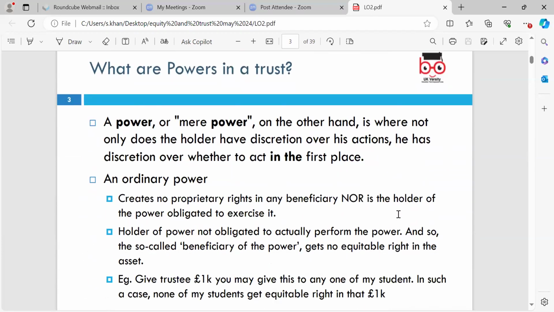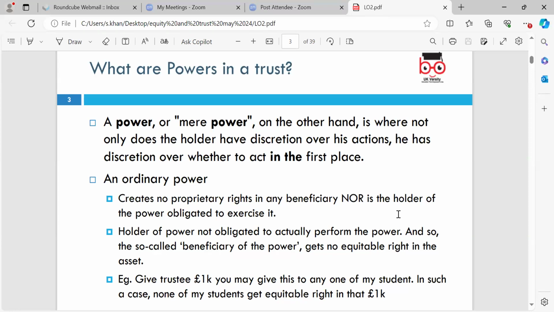What are the powers in a trust? A power, or mere power, on the other hand, is where not only does the holder have discretion over his actions, he has discretion over whether to act in the first place. So you have an ordinary power, which creates no proprietary rights in any beneficiary. Most trusts give the trustees wide powers to appoint income to a beneficiary or apply income for the benefit of the beneficiary. In the absence of a specific power, Section 31 gives the trustee the power to pay income for maintenance, education or benefit if it's a minor.